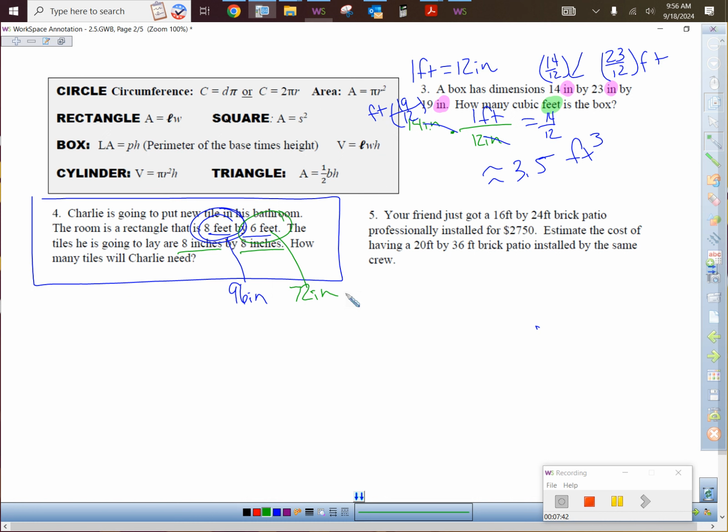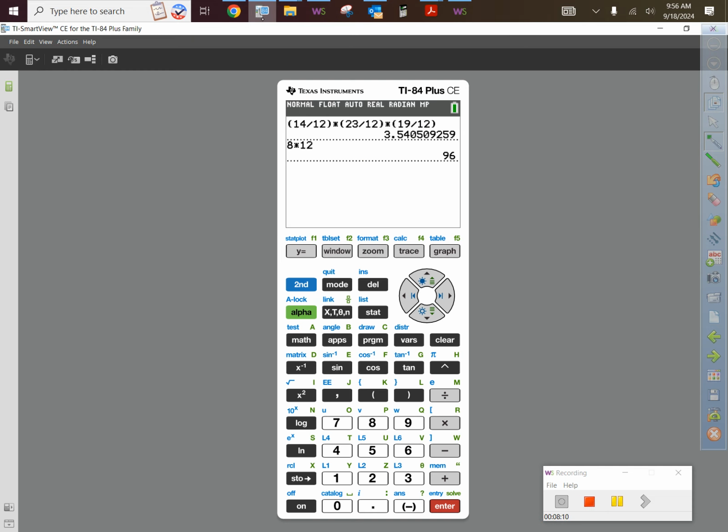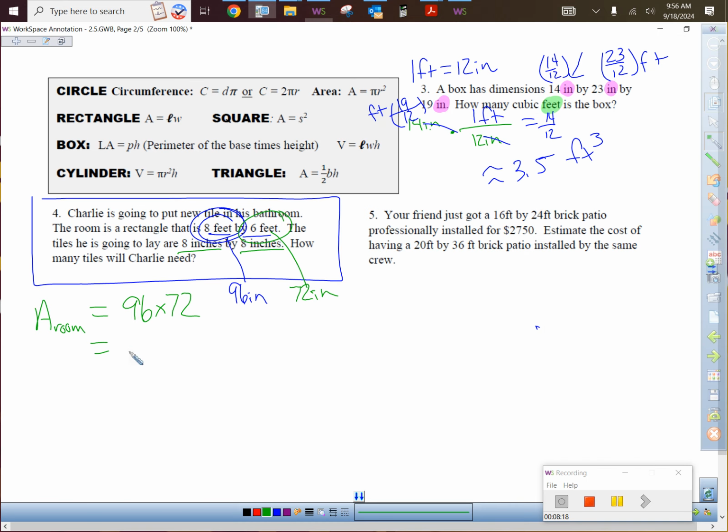And what we have to do is, because this is a spatial thing, they're going to lay tiles down in the room, is we have to find the area of each one of these guys first, right? So area of a rectangle is just length times width. So let's do area of the room. Put a little A, area of the room. And it's 96 times 72. And we got to punch that guy in. 96 times 72. 6912. 6912 inches squared.